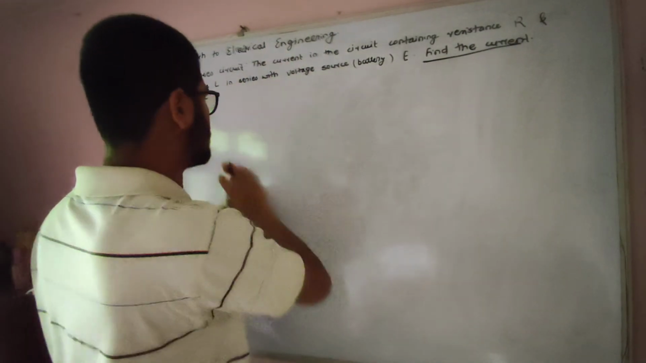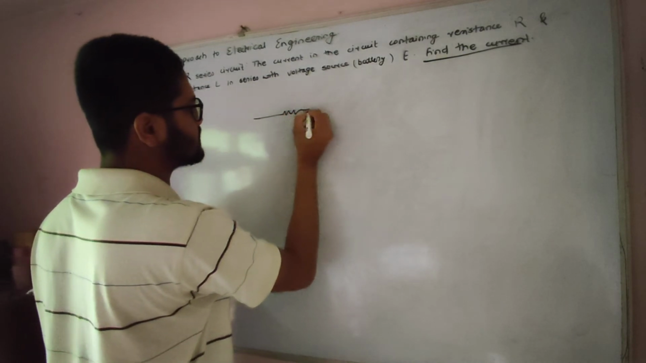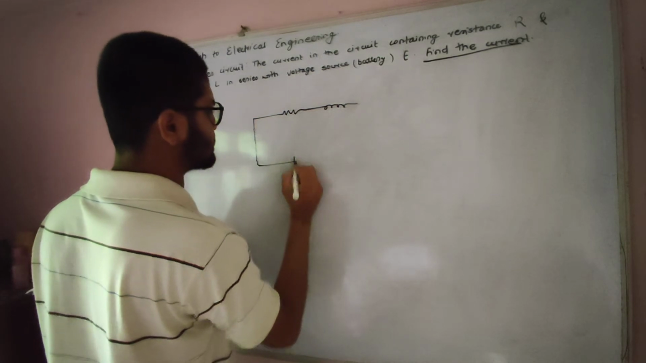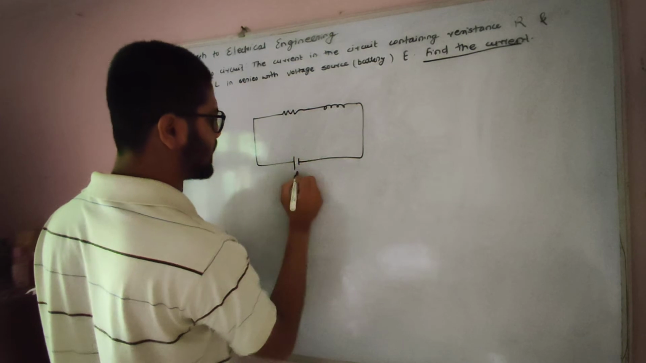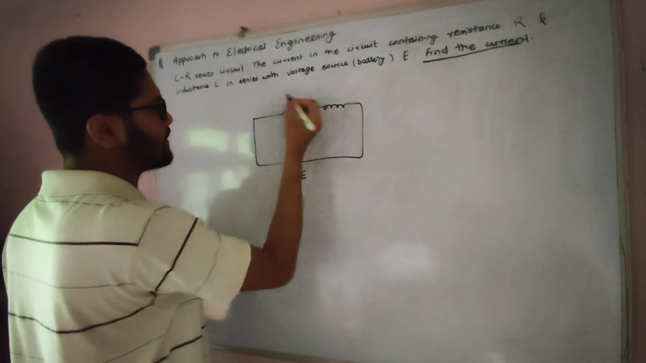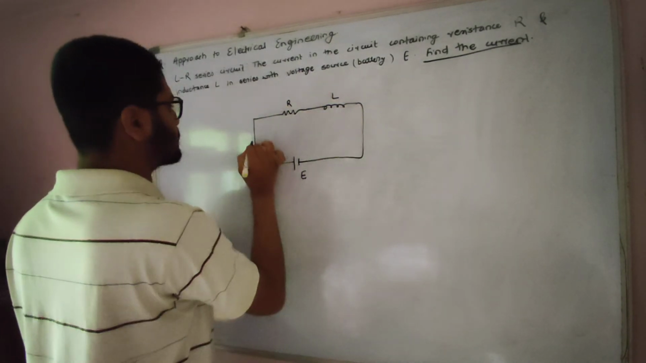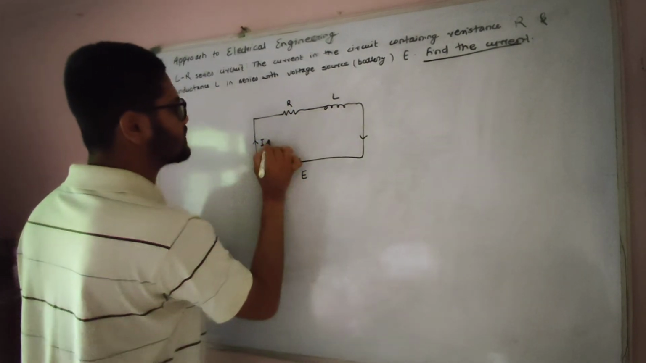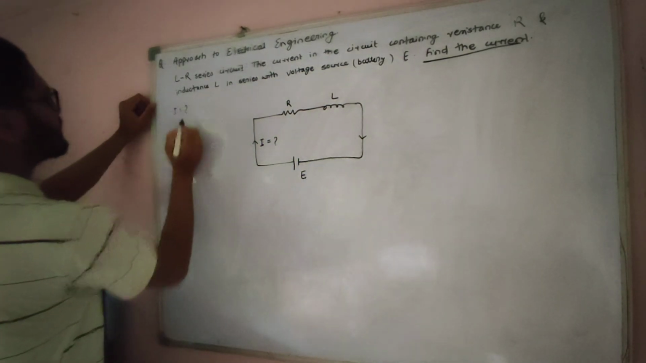So this is the thing we have to find out. I'll first draw the circuit for a rough idea. Let us suppose this is a resistor and this is an inductor, and it is connected to the battery source. So this is the battery having the EMF E. This is the resistor having resistance R. This is the inductor having inductance L. This is the direction of current. Let us suppose I, and this is the value of I we have to find out.